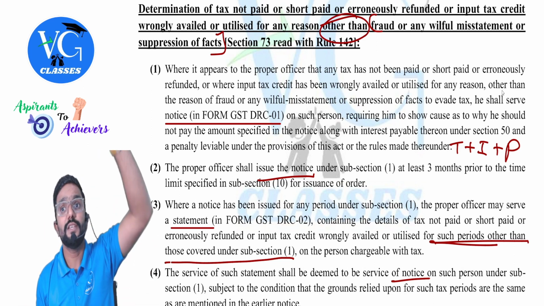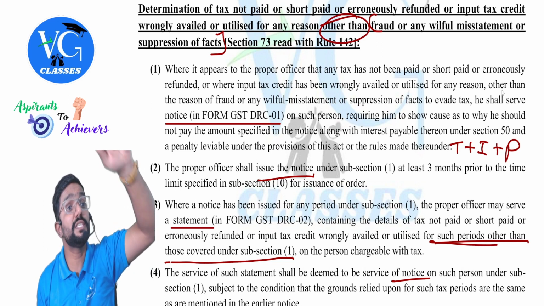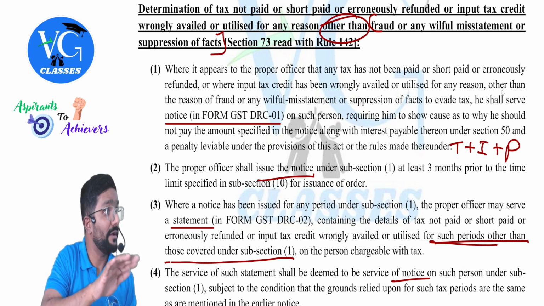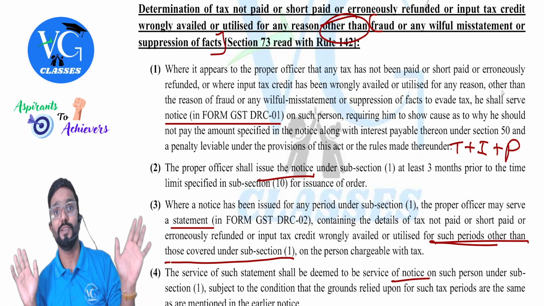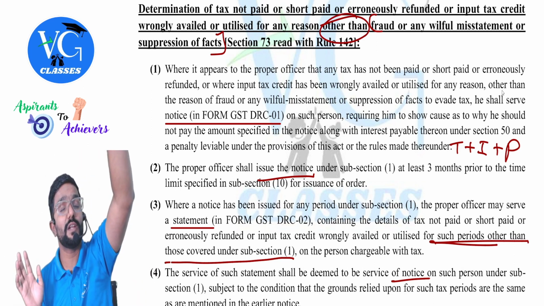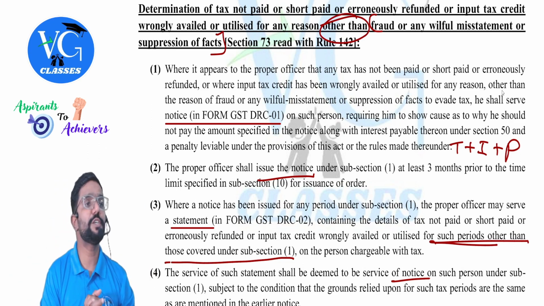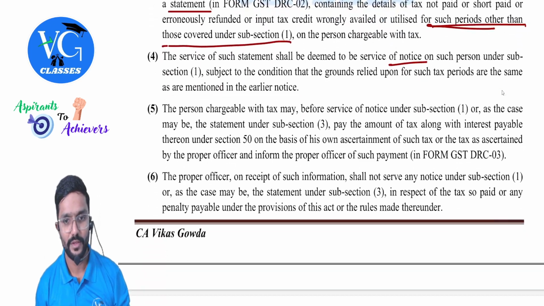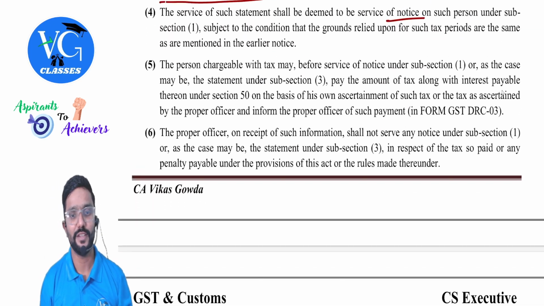Clear? Means, sir, notice was given for GST not paid. The statement should be given for what? GST not paid. But should it be for the same period? No. The notice was for November, whereas the statement should be for any period other than November. Okay, sir. How much confusion they will create, sir.